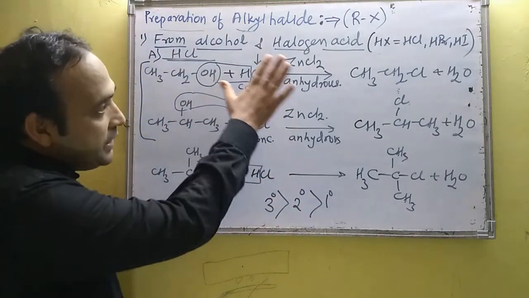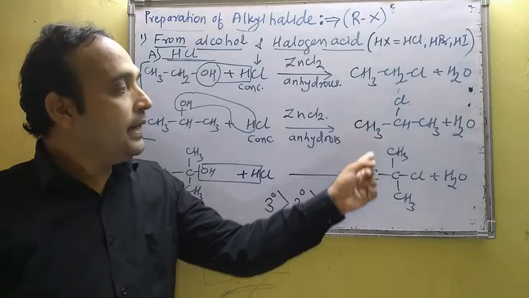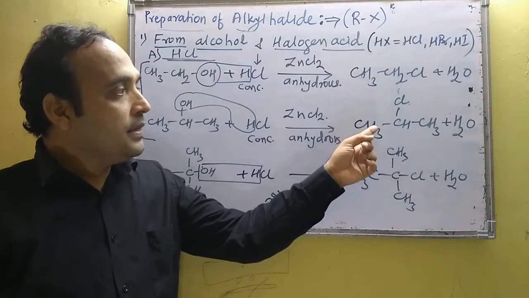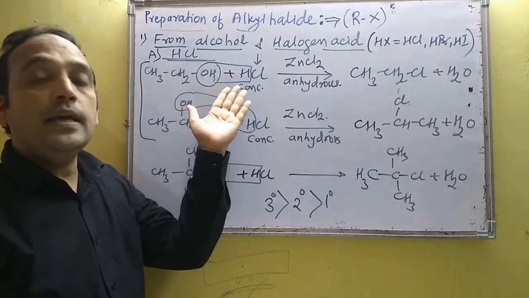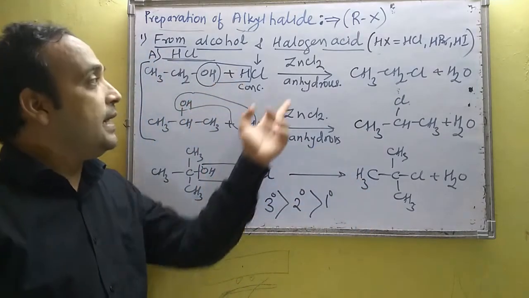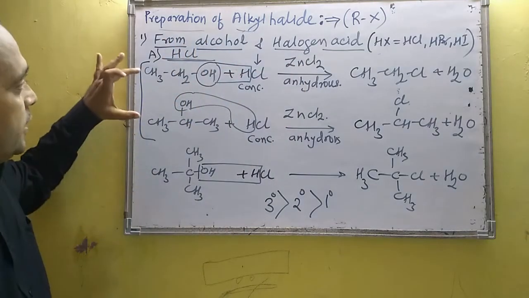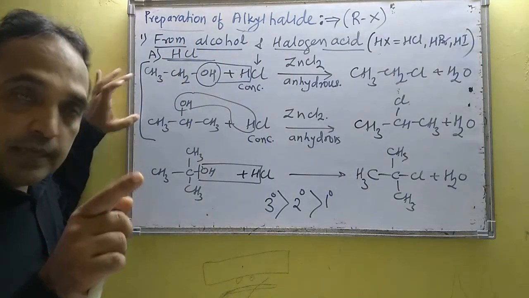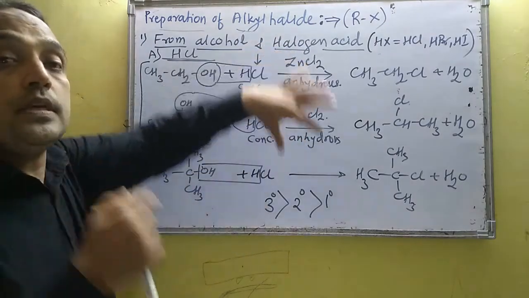So this is the first reaction, preparation of alkyl chloride, that is primary alkyl chloride, secondary alkyl chloride, tertiary alkyl chloride by using hydrochloric acid in presence of anhydrous zinc chloride. This process is Groove's process, and this reagent is known as Lucas reagent.